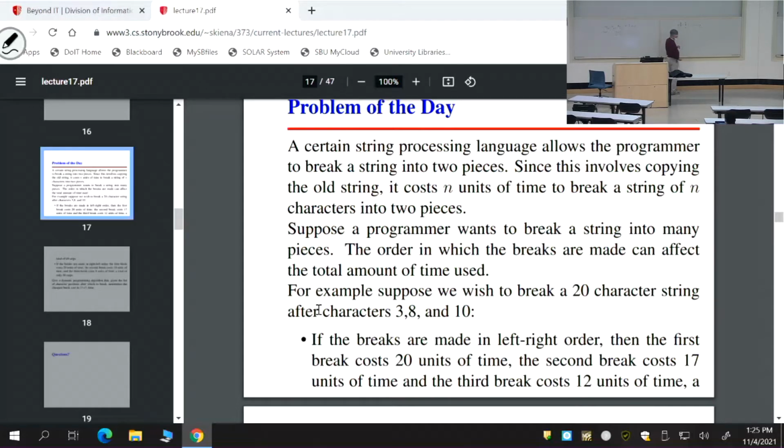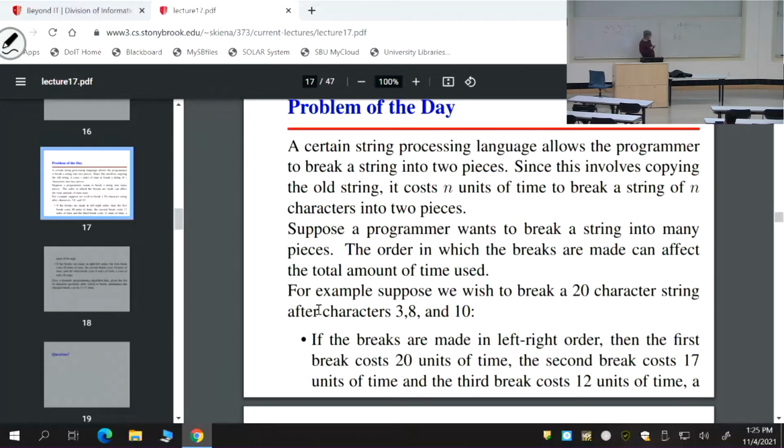Am I right? What if we did this from right to left? What would the cost be? What's the cost of the first cut? 20. What's the cost of the second cut? This one? What's the cost of that going to be? 10. And once I do that, I'm going to make this cut. What's the cost of this cut going to be? 8. Does everybody see that's 38?